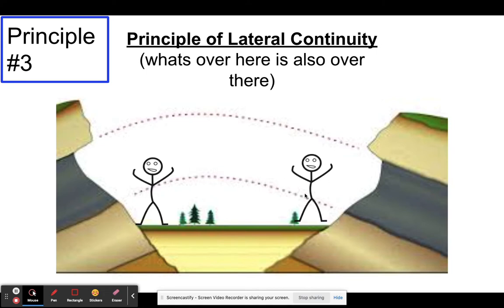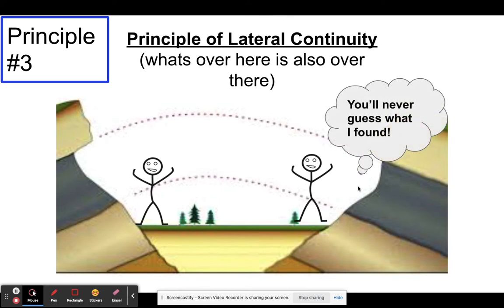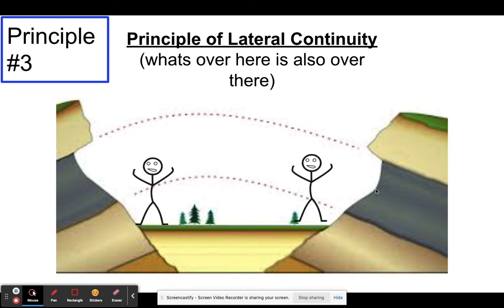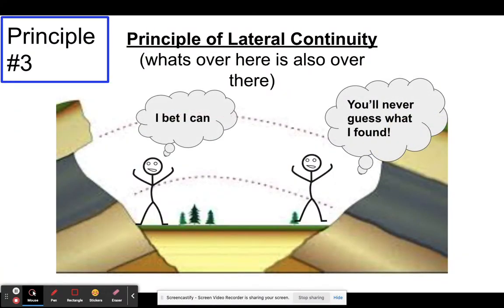So if you're inside a canyon hiking with a buddy, and over on this side of the canyon, you're like, you'll never guess what I see. I see this gray layer of charcoal. And then your buddy's like, I bet I can guess what you're seeing because that layer continues over onto my side.